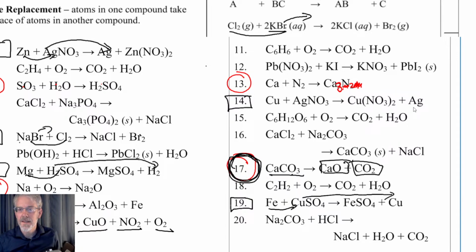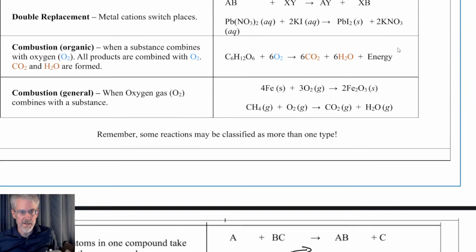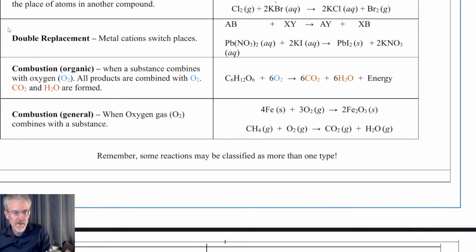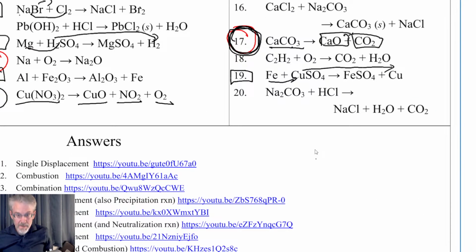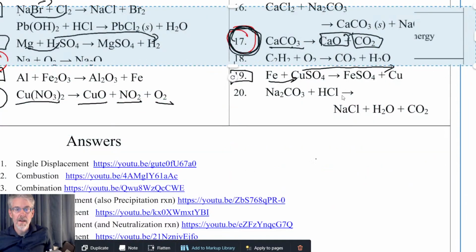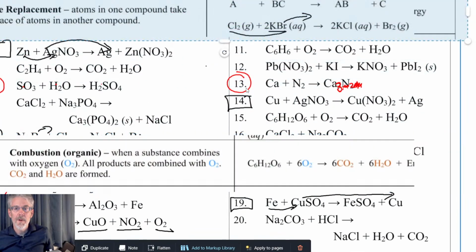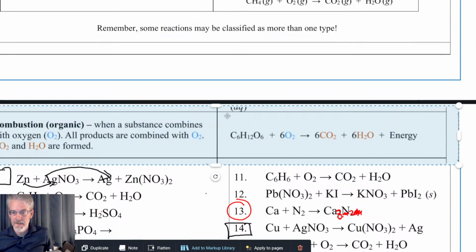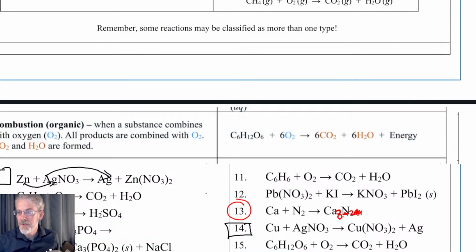And let's see. Why don't we do combustion reactions next? Because that's really easy. Whenever you have a hydrocarbon, something with hydrogen and carbon, and you add oxygen and you get carbon dioxide and water, that's going to be combustion.